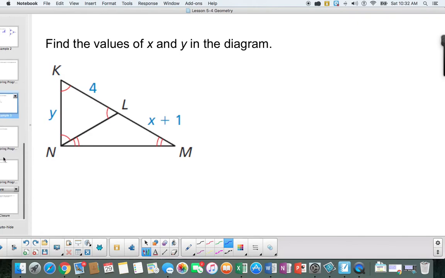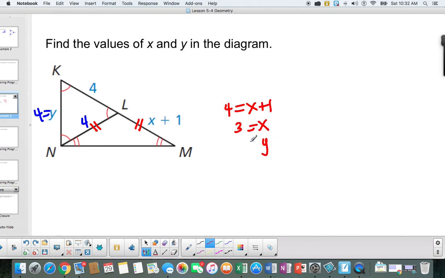Okay, we want to find the values of x and y in the diagram. Right here I see equiangular, so I know this must be equilateral. So this will be 4 and this will be 4. And right here I see two angles are congruent, so I know the sides opposite them are congruent. This is the converse of the base angles theorem. So I'm going to say 4 is equal to x plus y, therefore x is equal to 3, and remember I did get y is equal to 4.